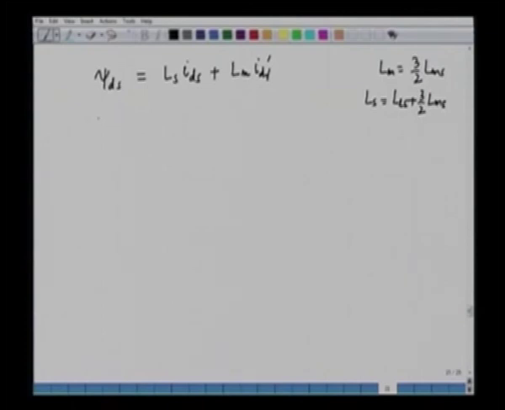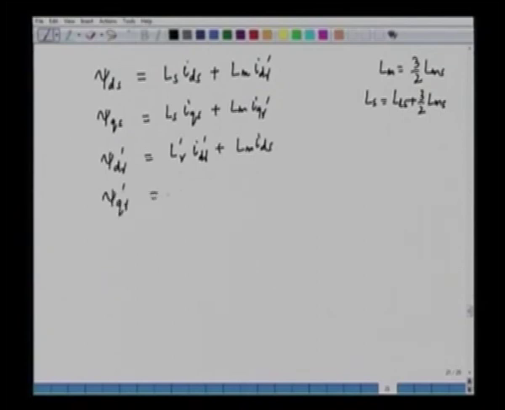Similarly, we can write down the flux linkage in the Q axis. Psi qs is equal to Ls iqs plus Lm iqr. Psi dr is equal to Lr idr plus Lm into ids, and psi qr is equal to Lr iqr plus Lm into iqs.